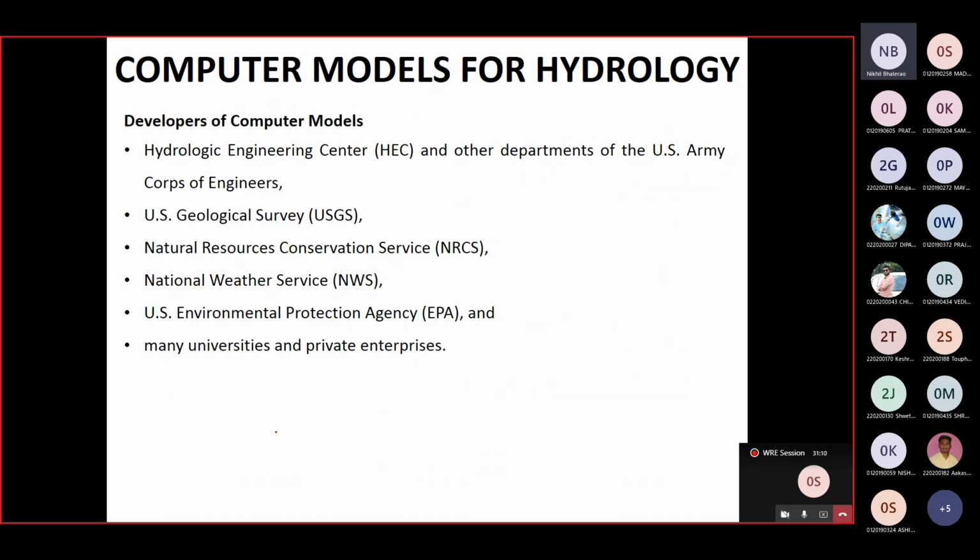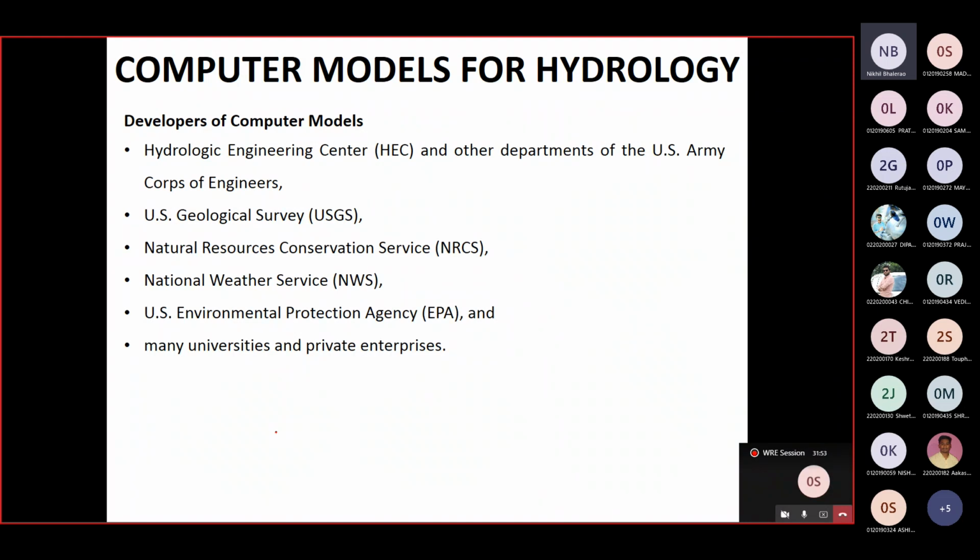Okay, now we are going to move towards the next important part, that is the computer models for hydrology. Now what we have discussed till now is generalized applications, but we must know what the various sources are. These sources provide the computer models which can be useful for the study of hydrology. Now there are a number of computer models that are developed by various agencies for the study of hydrological parameters as well as hydraulic parameters.